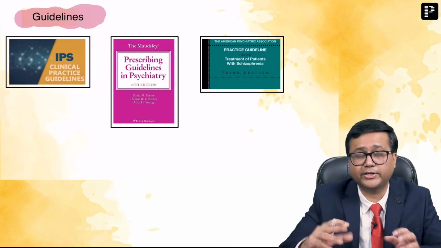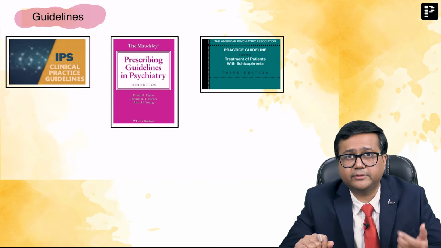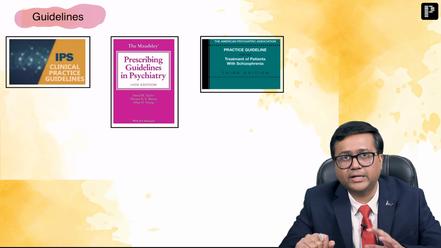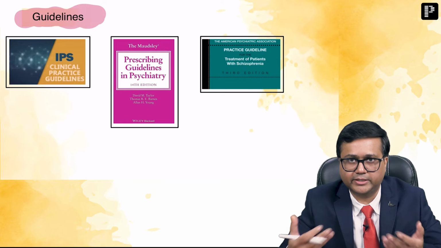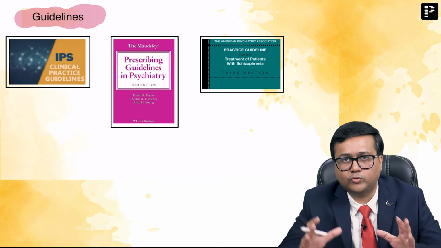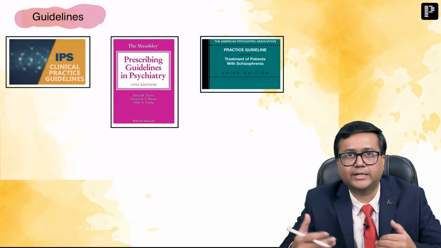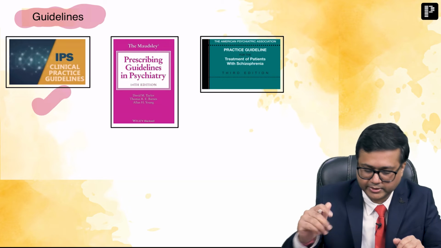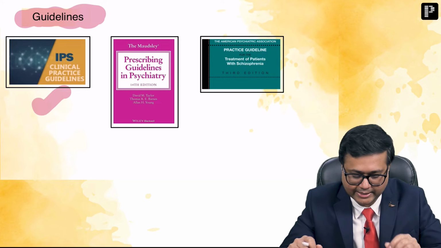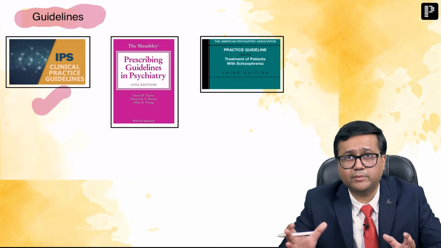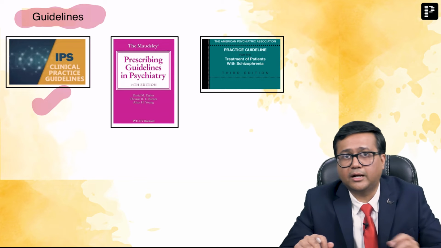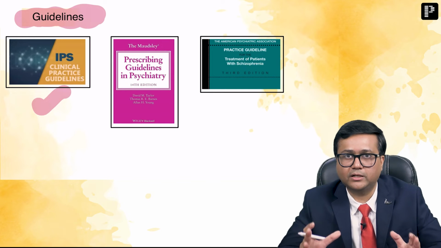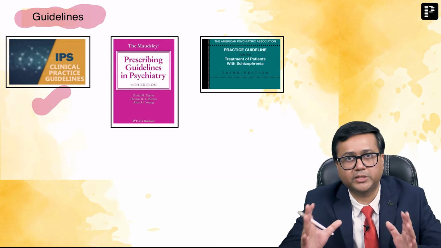Again, guidelines are very important, and many times one should be knowing some of the important guidelines for treatment of various disorders, so that you can justify what treatment you're giving, and you can tell according to which guidelines. So for guidelines, first we have the Indian Psychiatry Society guidelines, that is the clinical practice guidelines, very important, and there are recent updates as well. So again, this is one set of guidelines which one should be thorough with.